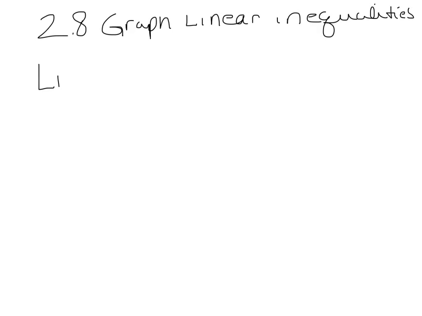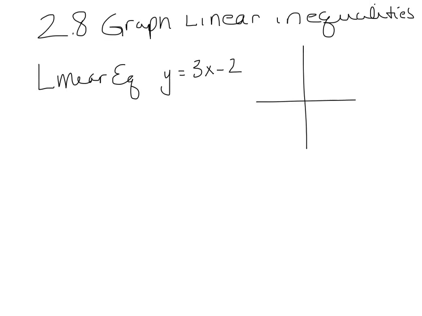If you just have a linear equation, so y is equal to 3x minus 2, we could easily graph this line. I'll start at my y-intercept negative 2, and then I'll go up 3 and over 1, and all I have to do is draw the line between those 2 points. Okay, so that's graphing a line.